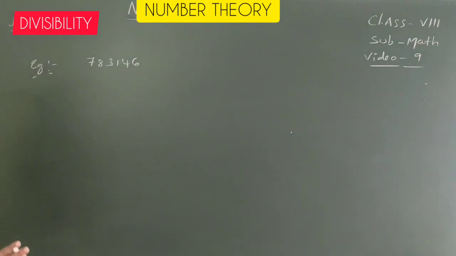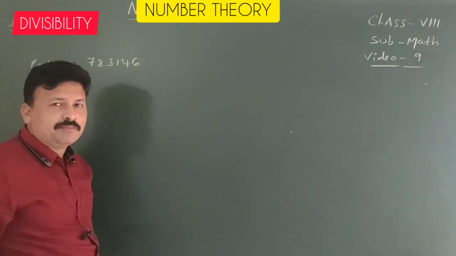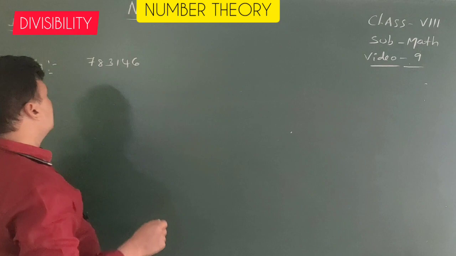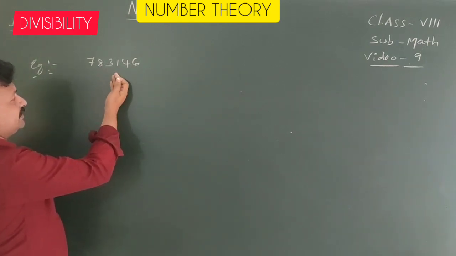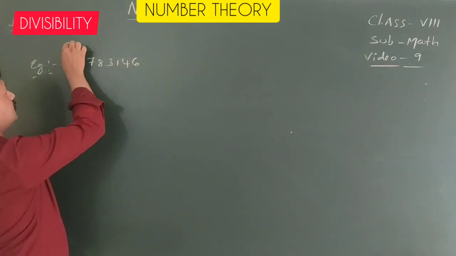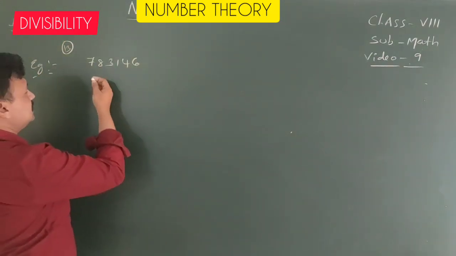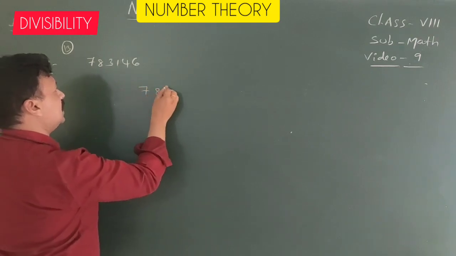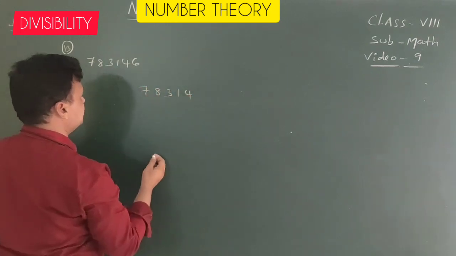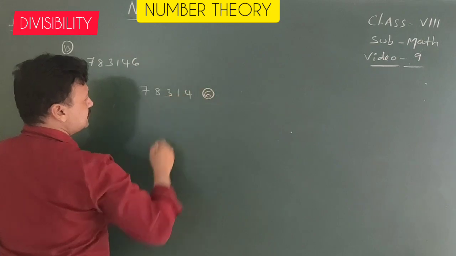783146. A 6-digit number is given. Check whether the given number is divisible by 13 or not. For checking this number, first of all, we need to identify its last digit. That is 6.